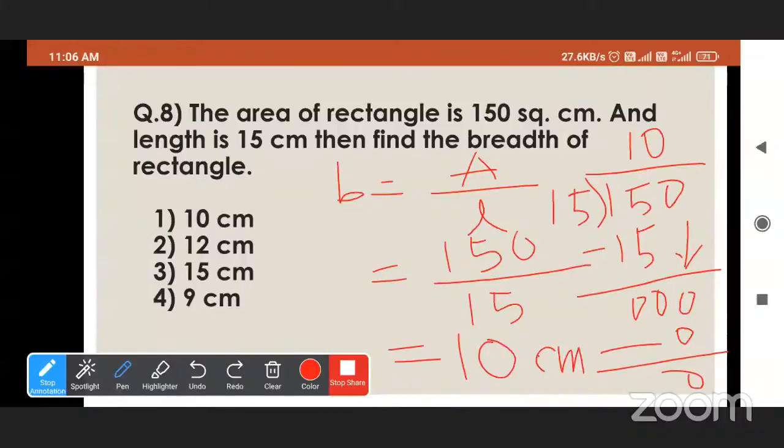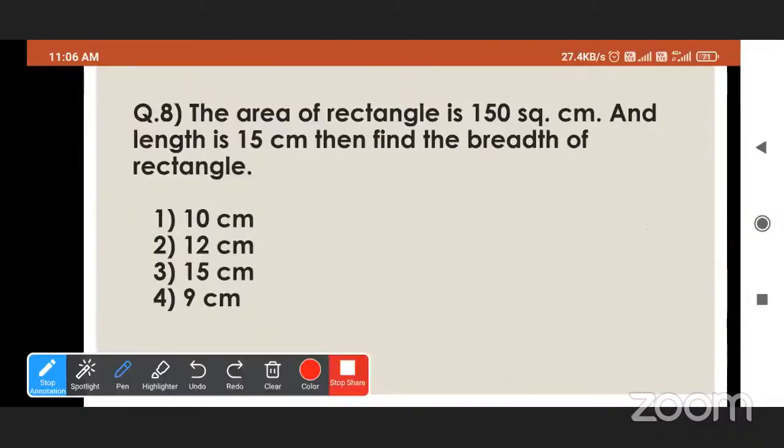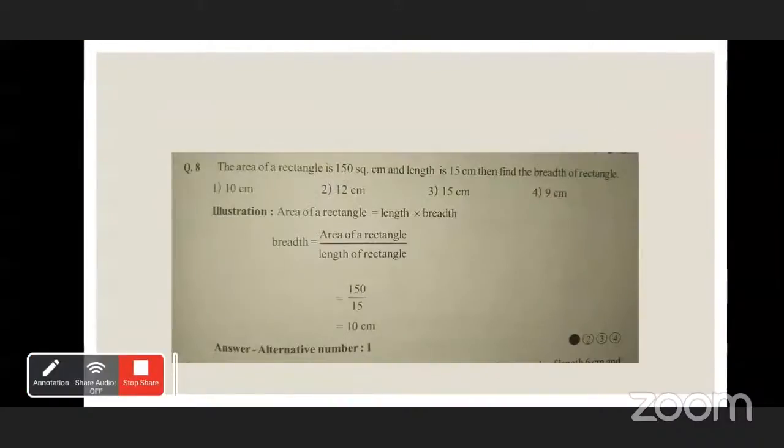Which option is correct? The first one is correct, that is the breadth of the rectangle is 10 centimeters. See, area of a rectangle is length into breadth. So breadth is equal to area of the rectangle divided by length of the rectangle. So we will get 150 divided by 15, that is 10 centimeters.